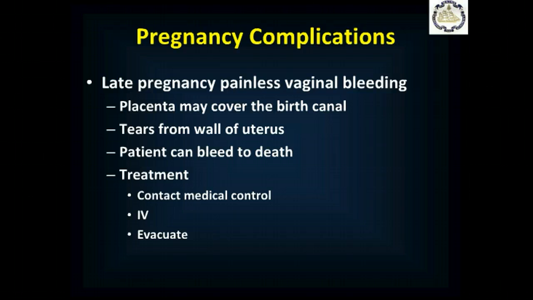If you've got a woman who's later in her pregnancy and she starts to have painless vaginal bleeding, you need to be very concerned. This is called placenta previa. The placenta, which is that organ attached to the fetus by the umbilical cord, grows into the wall of the uterus to get nutrients. So there's a huge blood supply, and if it's covering the birth canal, it'll tear from the wall of the uterus and start bleeding, and so the patient can bleed to death. Treatment for this is to contact medical control, establish an IV, and get the patient evacuated as quickly as possible.